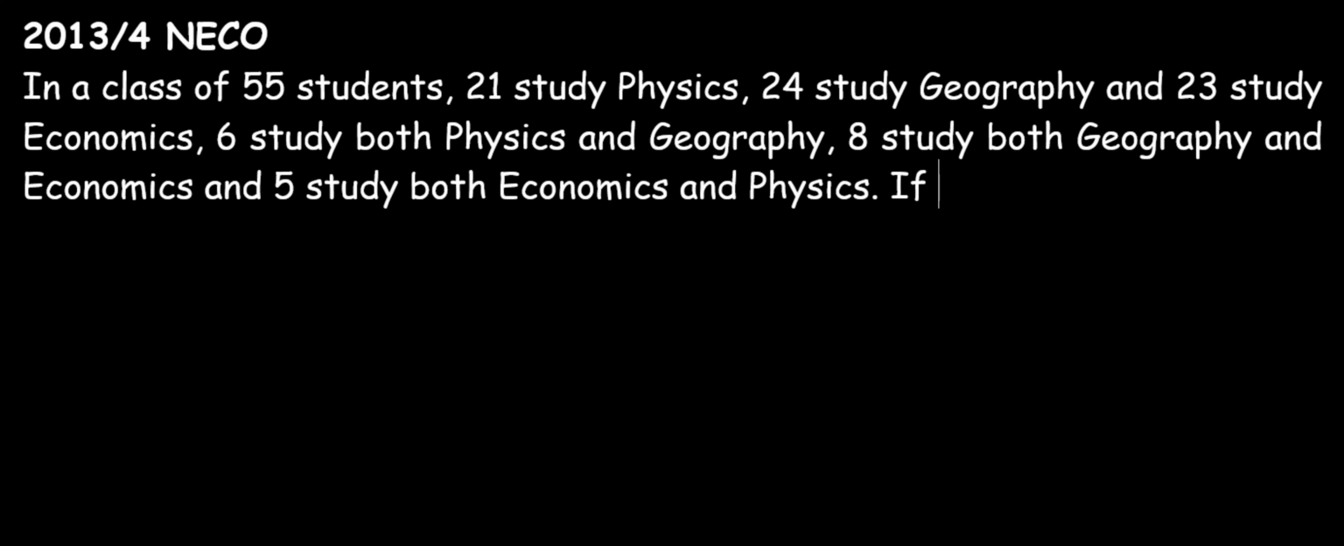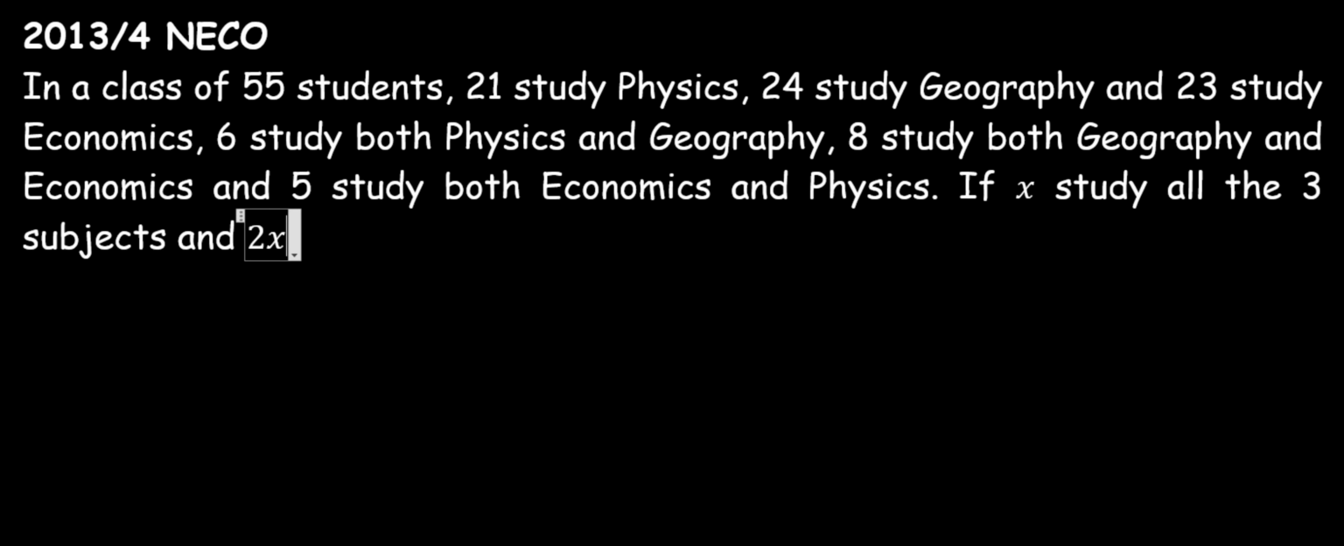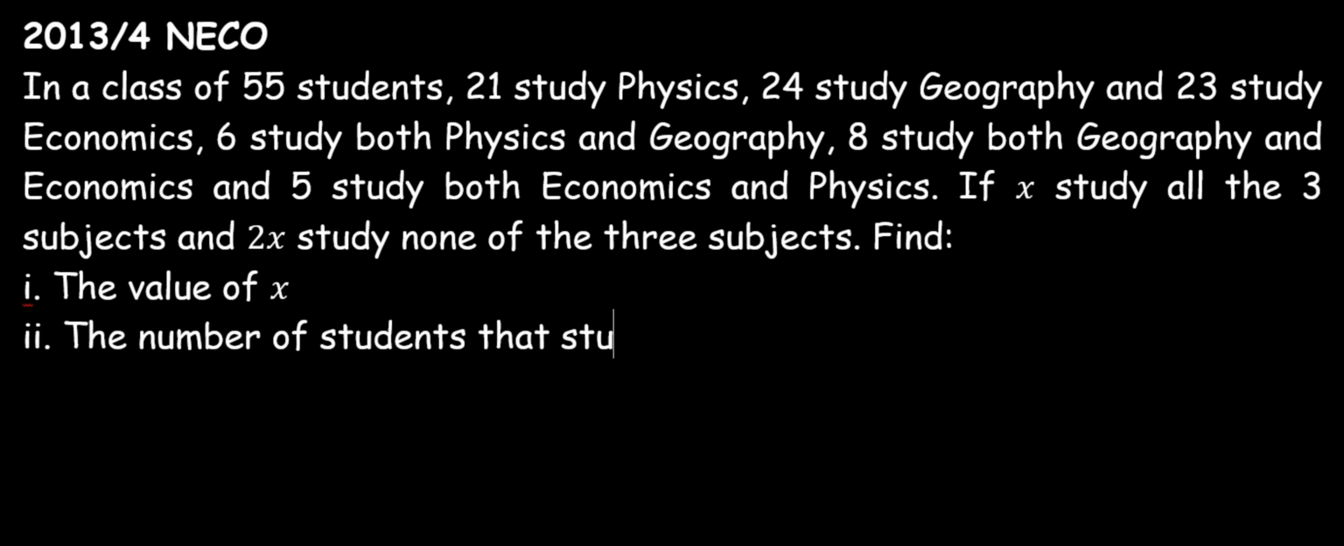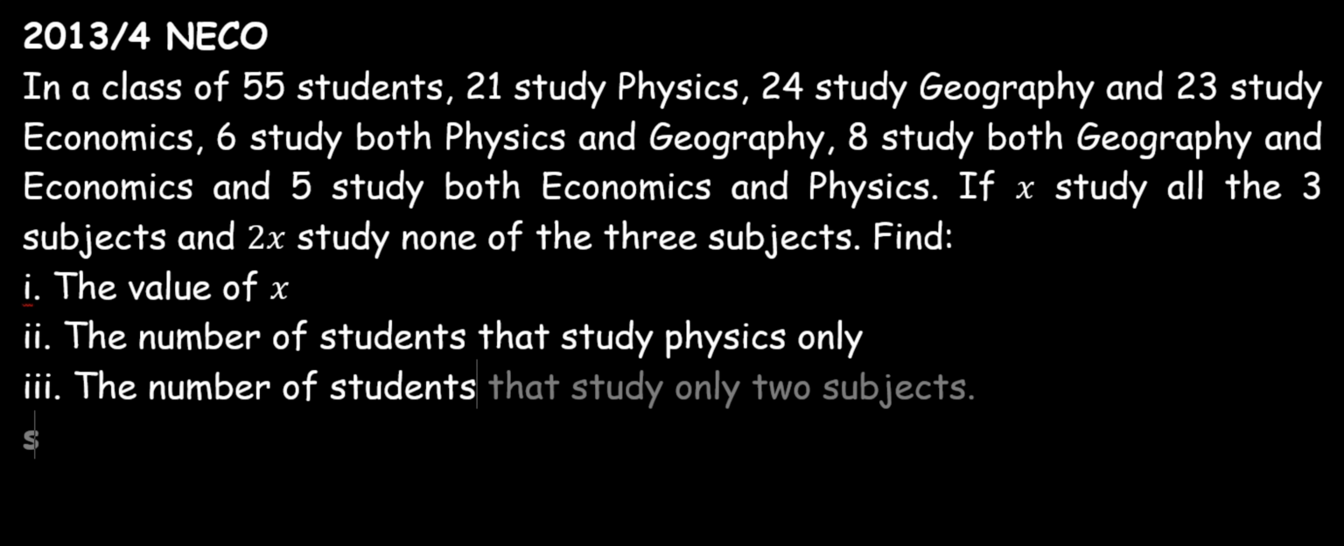If x study all the three subjects and 2x study none of the three subjects, find (i) the value of x, (ii) the number of students that study physics only, (iii) the number of students that study only two subjects. Solution. Let P represent physics.